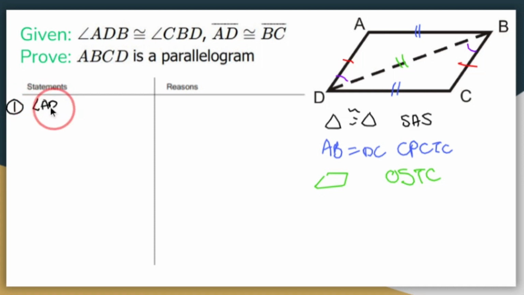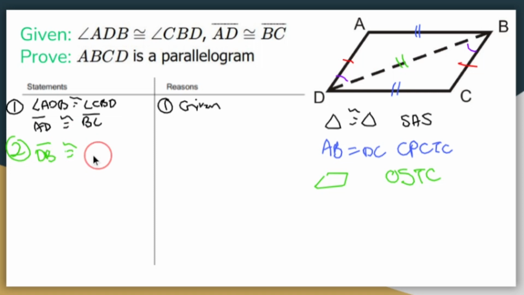All right, let's write our given first. Angle ADB is congruent to angle CBD. Also, AD is congruent to BC, given. All right, in green here, I can say that side DB is congruent to side DB. And the reason for that is the reflexive property. Whenever you say that something is equal to itself, that's the reflexive property.